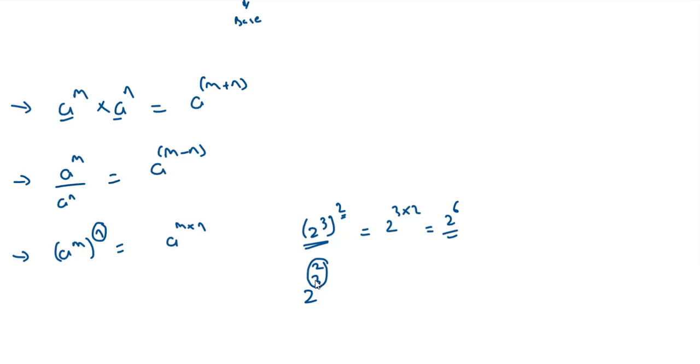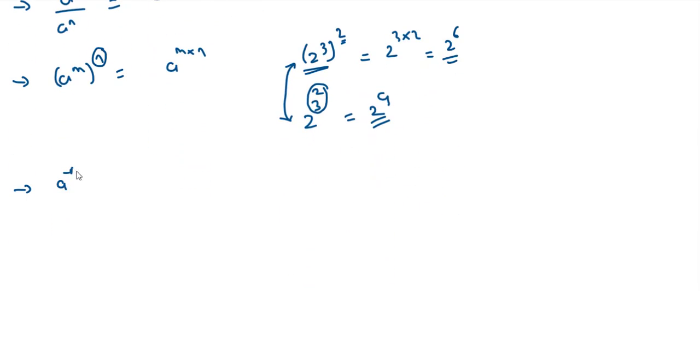Whereas in this case, only the number 3 is raised to the power 2. So we will first evaluate what is the value of 3 square. So as we know, 3 square is 9. So this will become 2 raised to 9. Whereas in this case, it came out to be 2 raised to 6. So please take care of this small difference between these two representations. Let us see the fourth law.